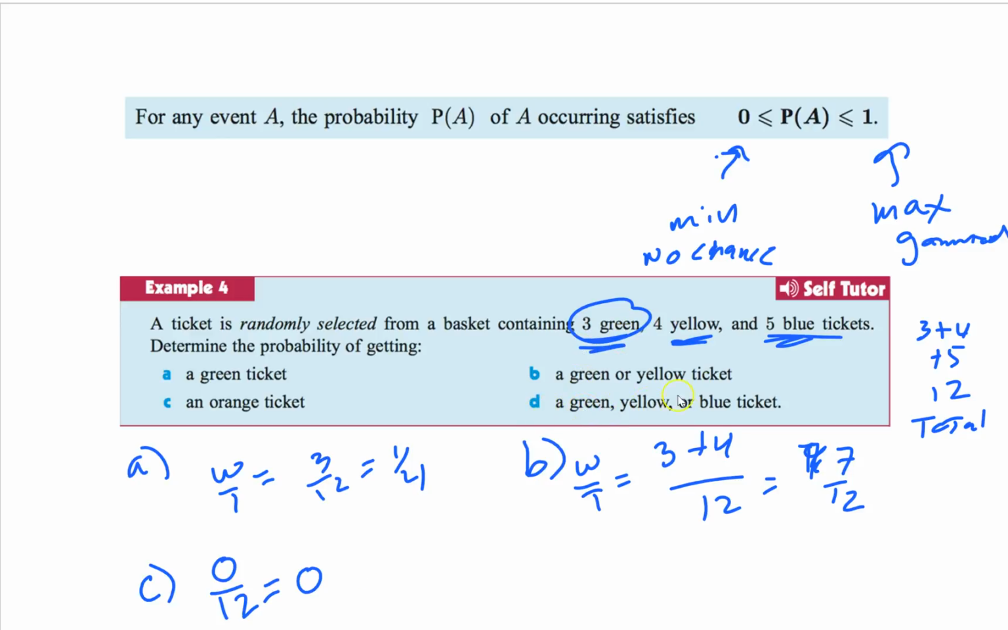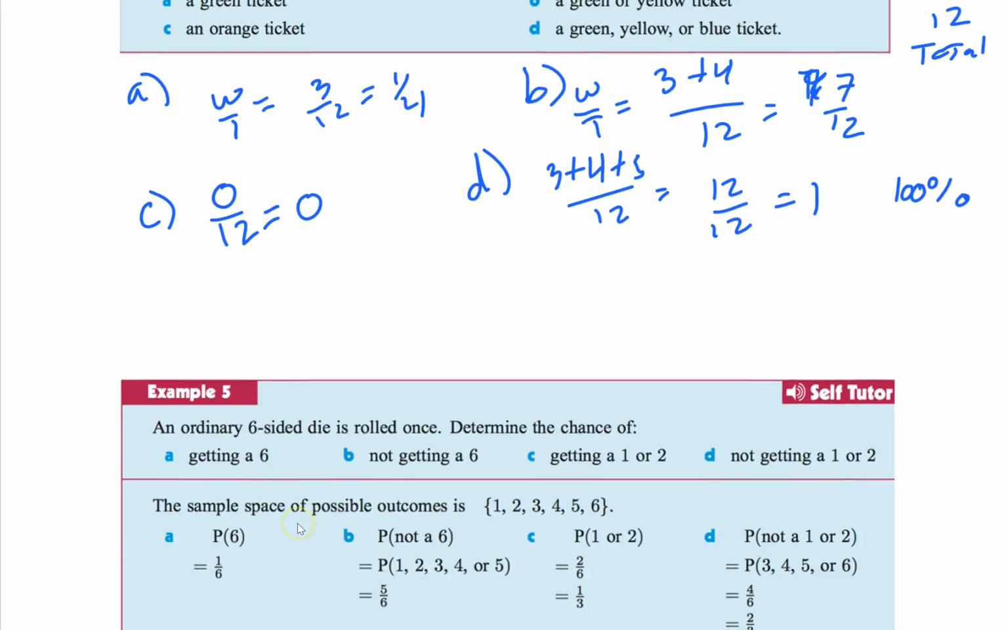Right, and this one says green, yellow, or blue ticket. So for that one, I want green, yellow, or blue. That's all the tickets. Right, so I'm going to get 12 over 12. I'm guaranteed to get one of those colors. One color's in there. So 100%. So 1 or 100%. You're guaranteed to get one of those tickets. That's how it works.